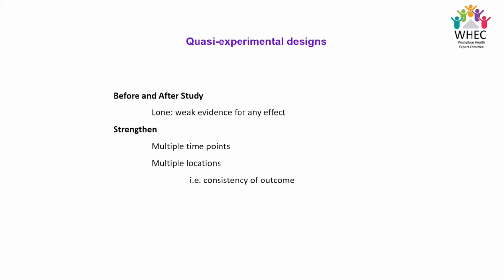I'd now like to move on to so-called quasi-experimental designs, where there is not random allocation of participants or workplaces. And these really are before and after studies. So it is a comparison of what occurs after the intervention with the situation before the intervention, usually in comparison to a group in which the intervention has not been undertaken. And a lone before and after study can only provide weak evidence for an effect.